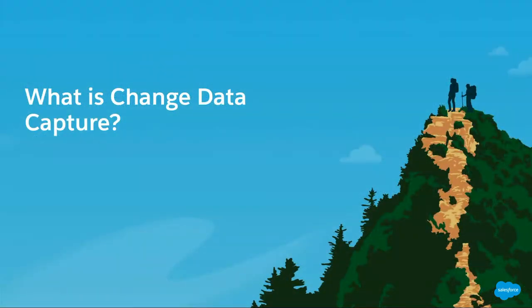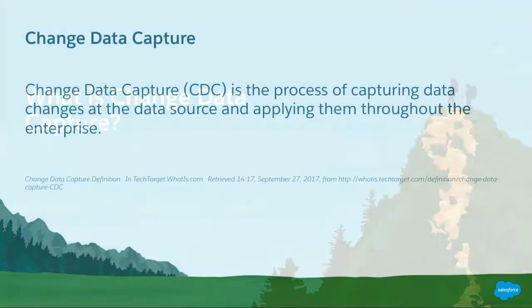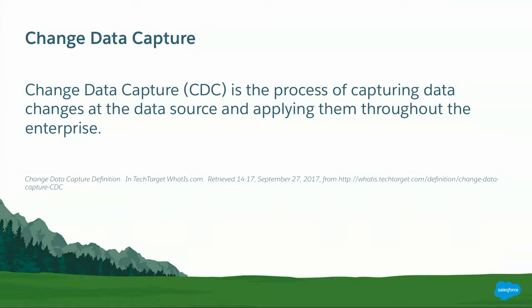So, quickly, what is change data capture? Change data capture is the process of capturing data at your data source and applying it throughout your enterprise. For example, let's say you want to build a replication system. You want to replicate some of your system's data into another system. Whenever the data is changed at one data source, you want to synchronize it into your second system. This is what we mean by change data capture.